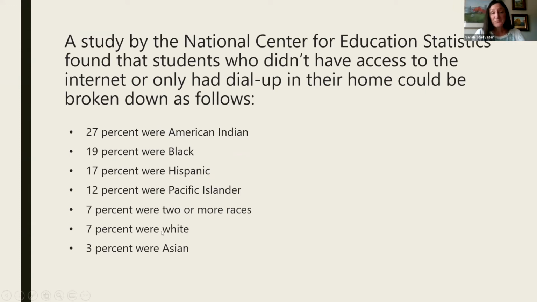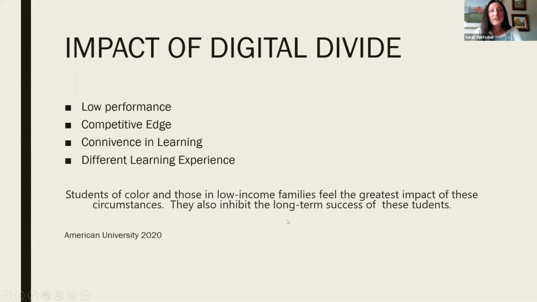So you see that only 7% are white and only 3% are Asian. And it just ends up with unequal education opportunities for these children. So if you look at these children that might be in these lower income schools, what is the impact of the digital divide? So everything is digital now.